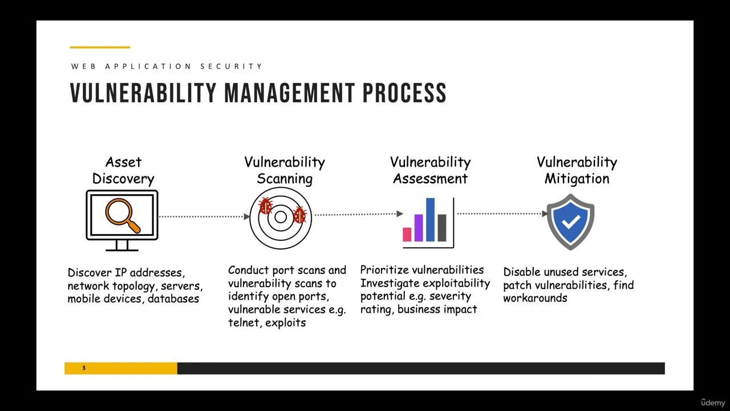So this is the complete cycle. But please keep in mind, this is an ongoing process. After vulnerability mitigation, once again, you start with asset discovery. This is a periodic process and you need to keep track of which types of assets are newly added to your network or system. Then you do another vulnerability scan, vulnerability assessment, and mitigation. So this is an ongoing process, kind of a cycle. We're going to explore each of these steps individually. We'll start with asset discovery.